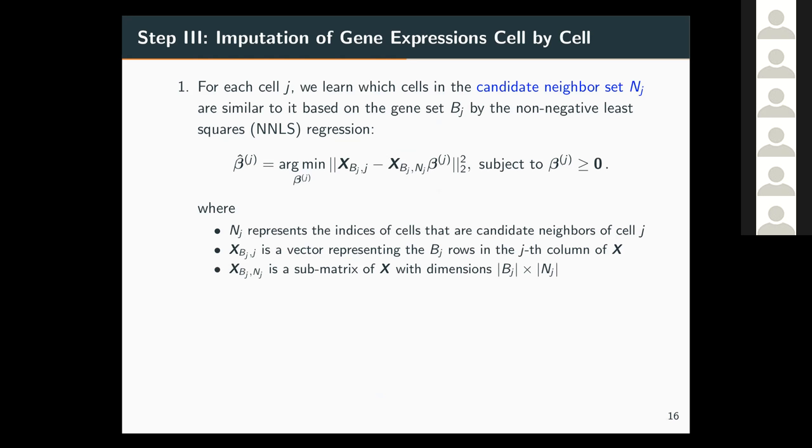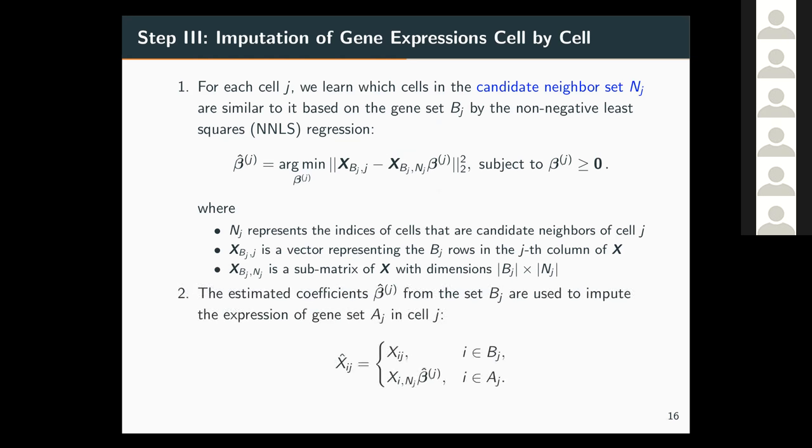With this, we finally estimate, actually we should say predict, the expression values of genes in AJ in cell J as follows. For genes in set AJ, we take the coefficient estimate from the non-negative least squares and multiply that by the design matrix, which is the expression values of those genes AJ in other neighbor set cells. But for genes in set BJ, we just keep their original values and don't change them.